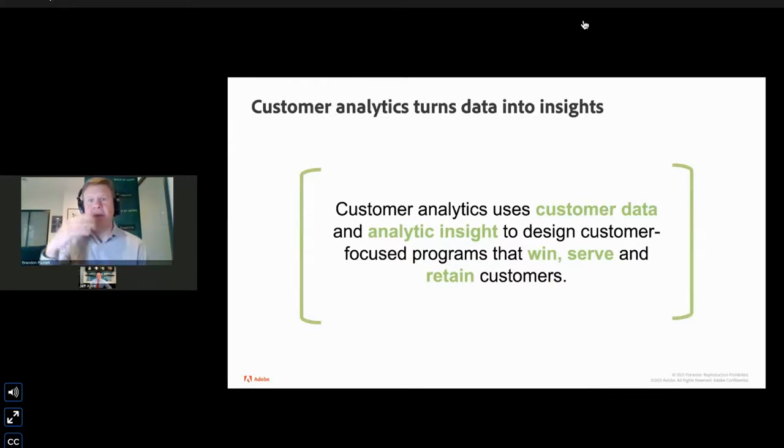This isn't an academic exercise. We're not just saying, oh, that's interesting. It's actually taking action based upon what we find about our customers' intents, desires, and emerging behaviors.